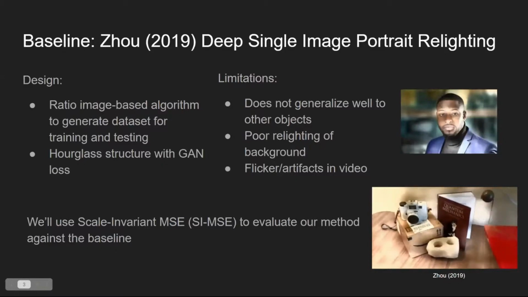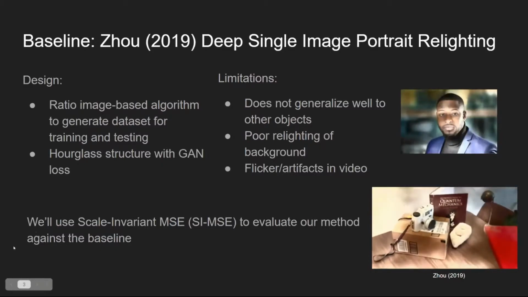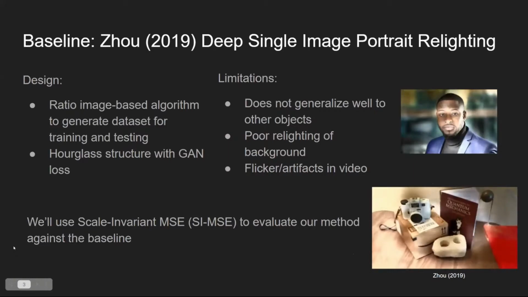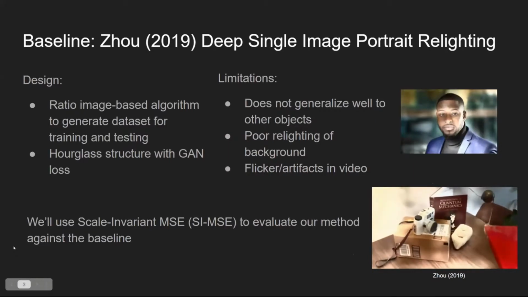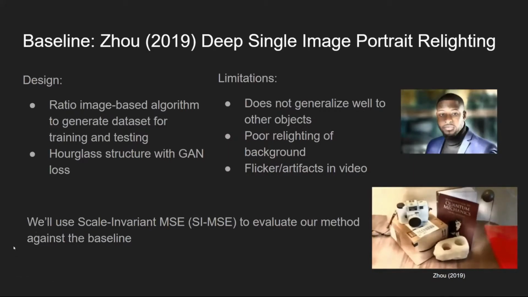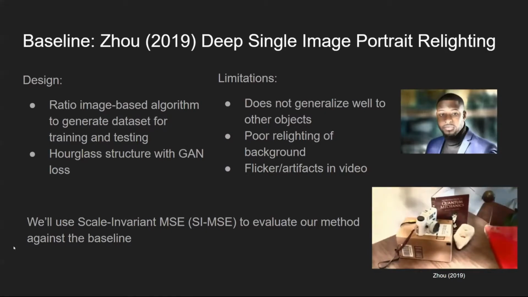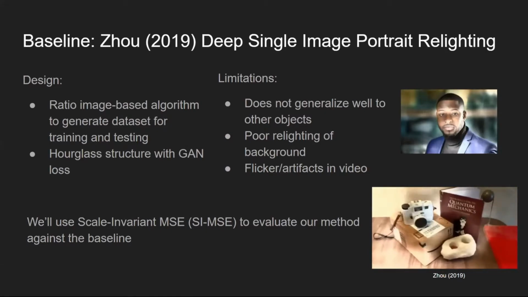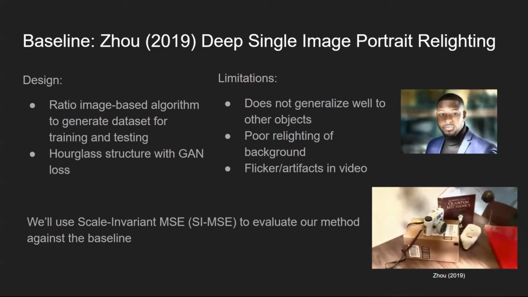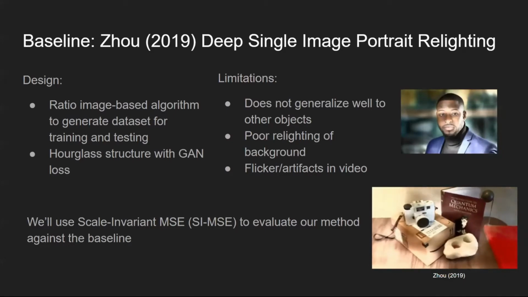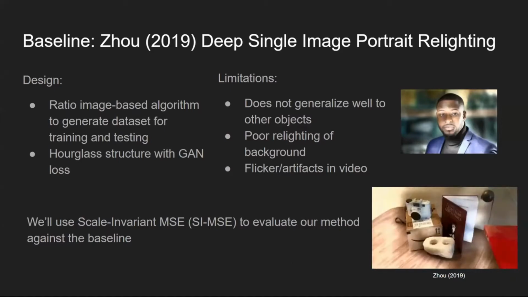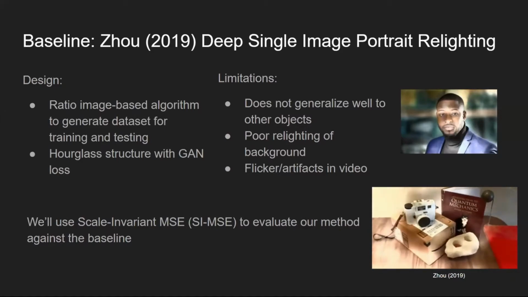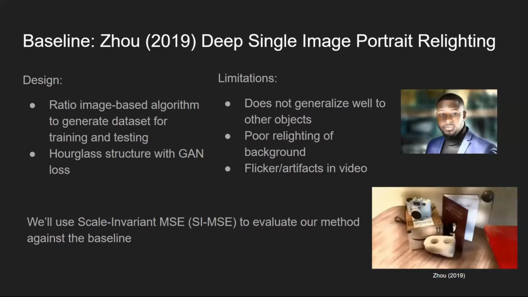The baseline uses a technique from computer graphics to generate a dataset of relit images. They use a network trained to relight images using only the source image and the retarget lighting. The network contains exclusive refinement methods for faces, so it does not generalize well to other objects. It also leads to artifacts when the background occupies a significant part of the image. Additionally, flickers are generated when relighting videos.